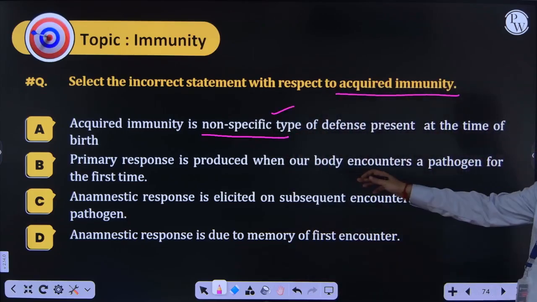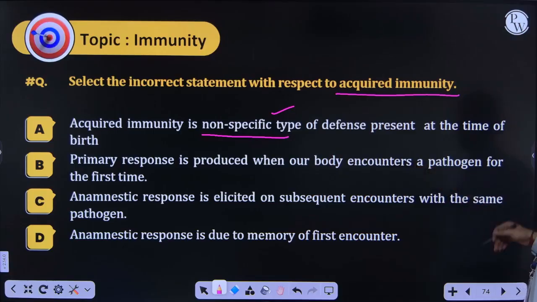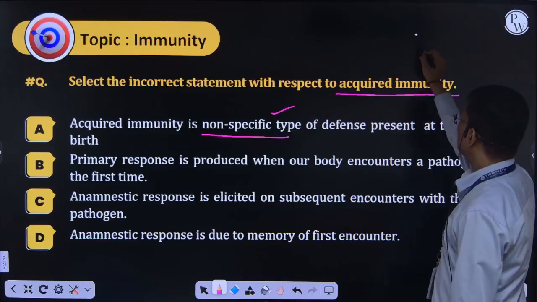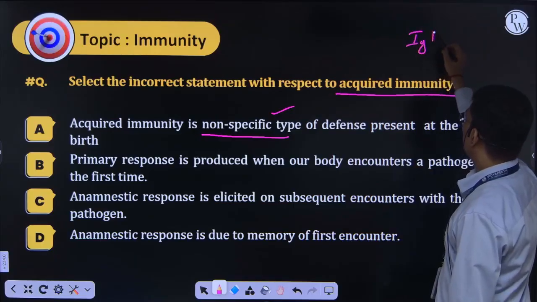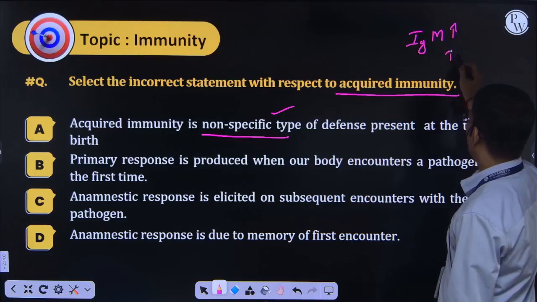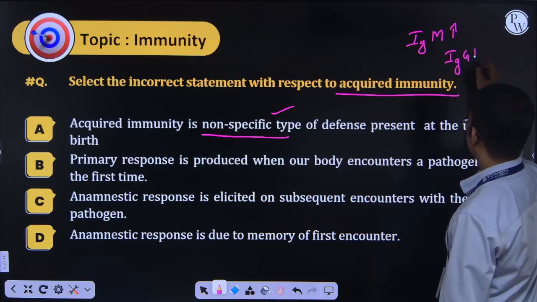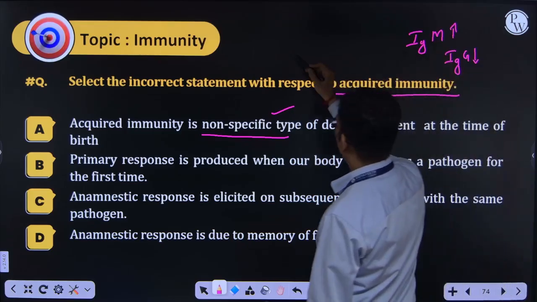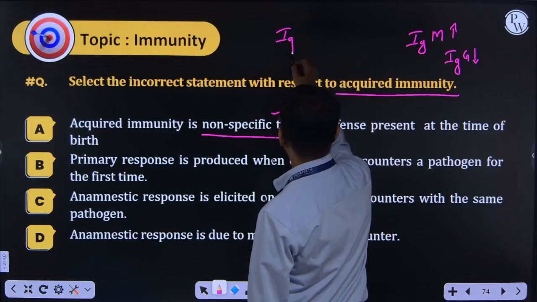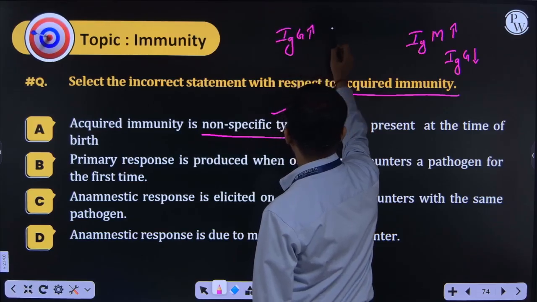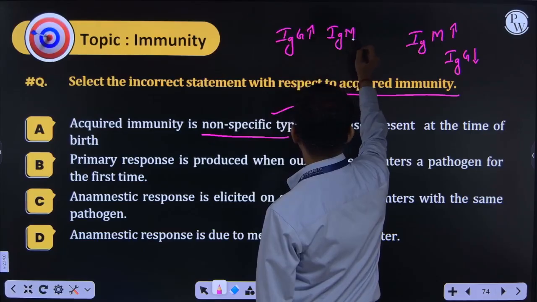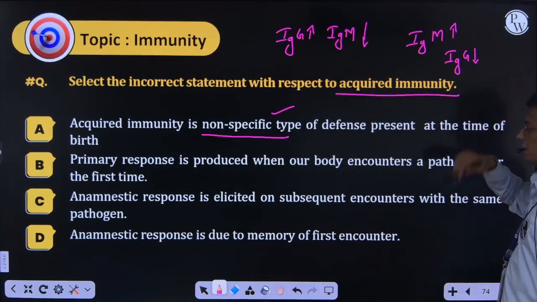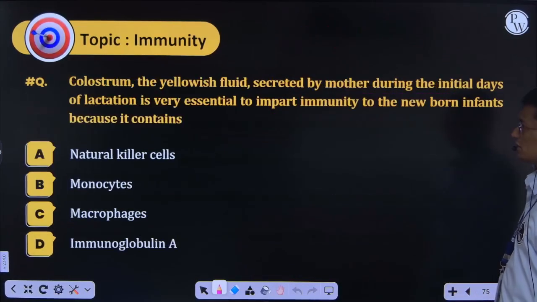Primary immune response is produced when our body encounters a pathogen for the first time. During the primary immune response, IgM antibodies will be high compared to IgG. In the secondary immune response, IgG will be high compared to IgM. So remember the antibody production during the immune response.